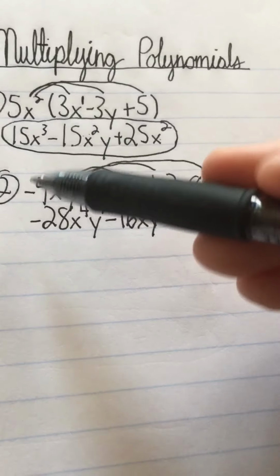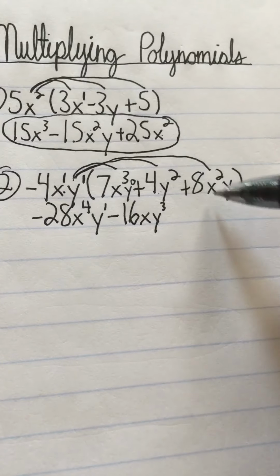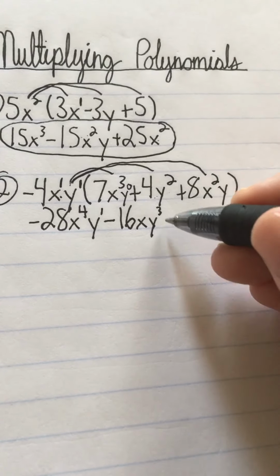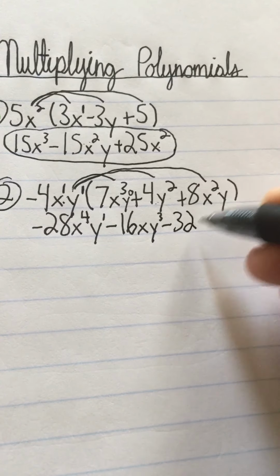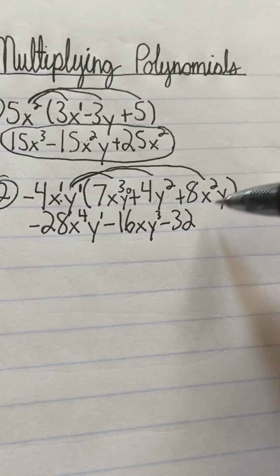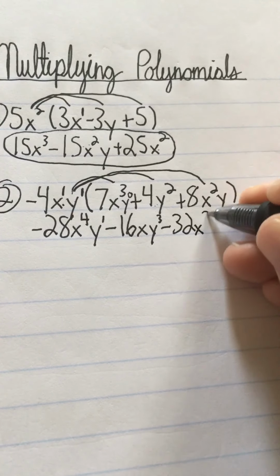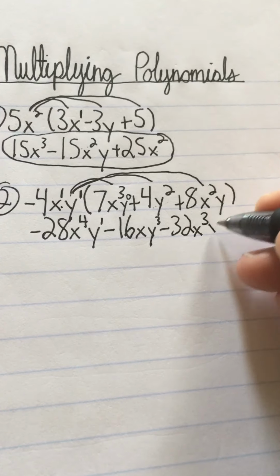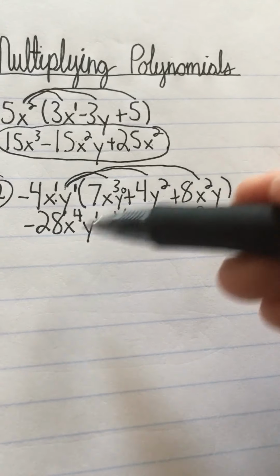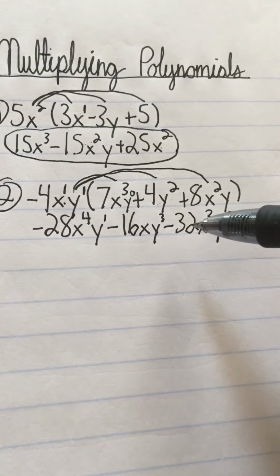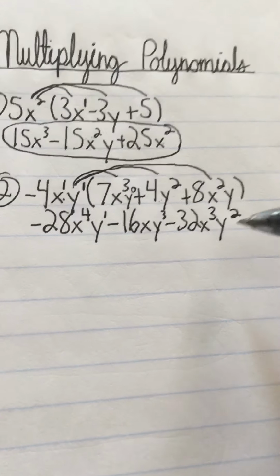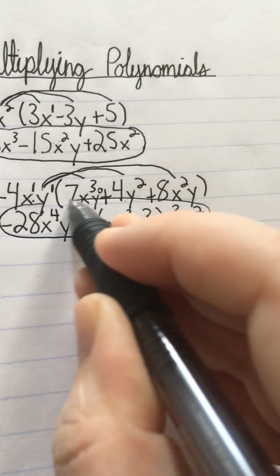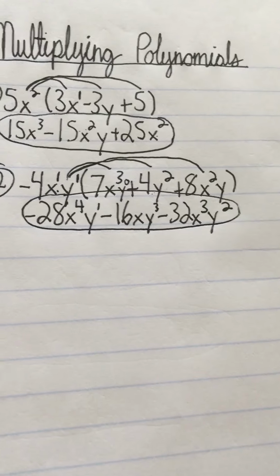And then our last term, negative 4xy times a positive 8x squared y. So 8 times negative 4 is negative 32. X to the first power times x squared is x to the third. And then y to the first times y to the first is y squared. And we have to double check that we don't have any extra like terms. We don't. So this is our final answer. It's a rough circle, but you get the picture.